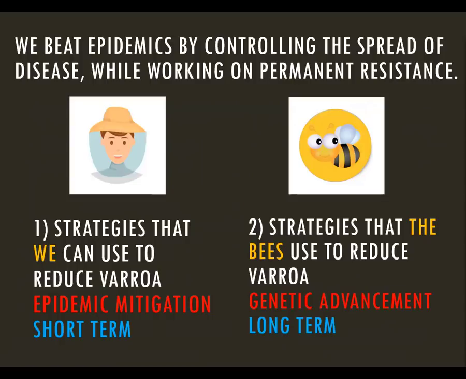There's never a case where we have another animal and that gets an epidemic, and the way that we beat it is just by letting a bunch of animals die. Breeding for resistance is actually a lot of work, and that requires a lot of effort and a lot of planning.